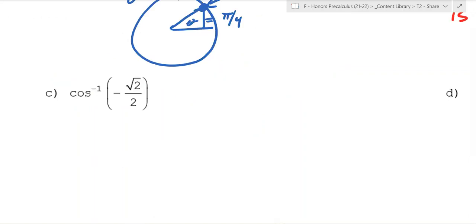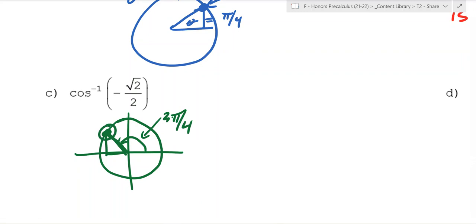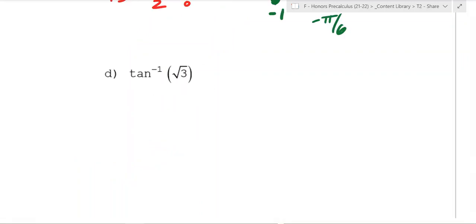So then here you're asking for the cosine of what angle is -√2/2. So the x coordinate on the unit circle, when is it -√2/2? So that's going to be right there, this angle right there. So it's going to be 3pi/4, this point right there, because the x coordinate right here is -√2/2. So that's 3pi/4 right there. This one's a little trickier.